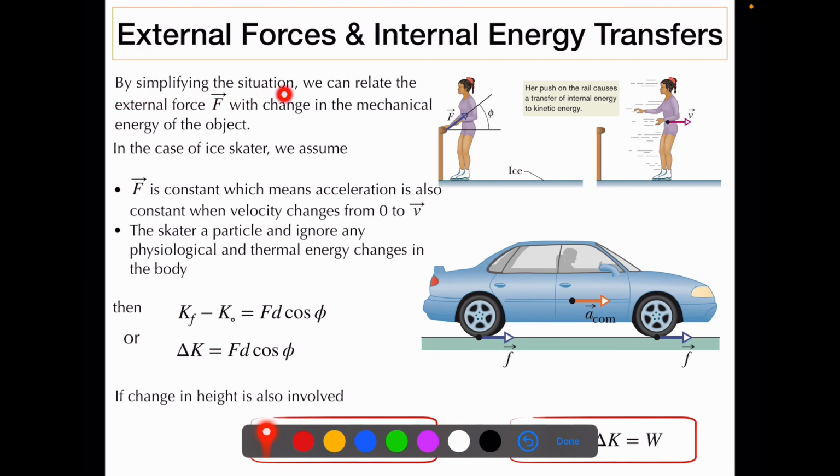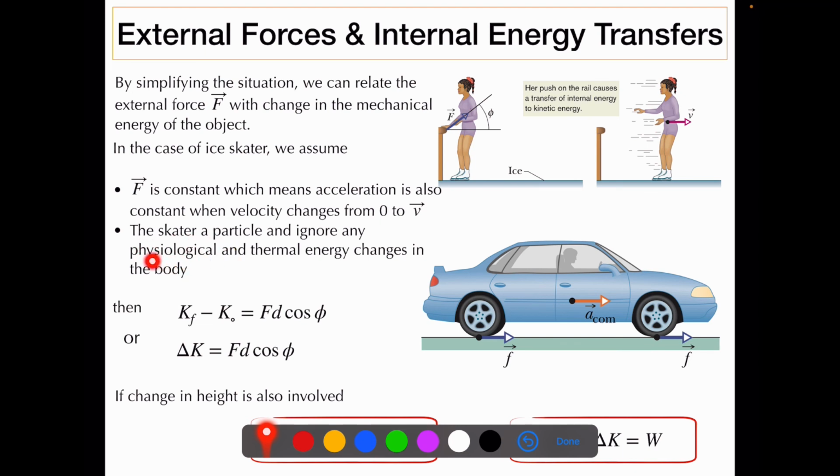Okay, and by simplifying the situation, we can relate this external force F with the change in the mechanical energy of the object. In the case of the ice skater, we assume that F is constant, which means acceleration is also constant, because F is equal to ma. If mass and F do not change, a also remains constant. The velocity changes from 0 to v. The second thing that we assume is the ice skater is a particle, and we ignore any physiological and thermal changes inside the body.